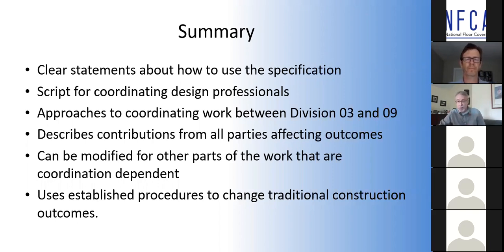And what we've been finding is the whole section can actually be modified for other parts of the work that are also coordination dependent. Like you could coordinate division 3 with division 4 for masonry the same way, or division 3 with division 7 for curtain walls, so that you're having those same pre-construction tolerance meetings.